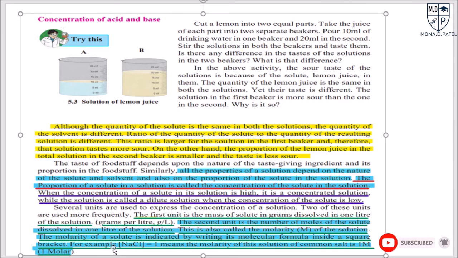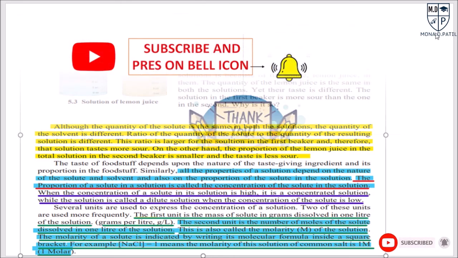The molarity of the solute is indicated by writing the molecular formula inside square brackets. For example, [NaCl] = 1 means the molarity of the solution of common salt is 1 mole per liter. Understood? So here we have finished the first part of this video.